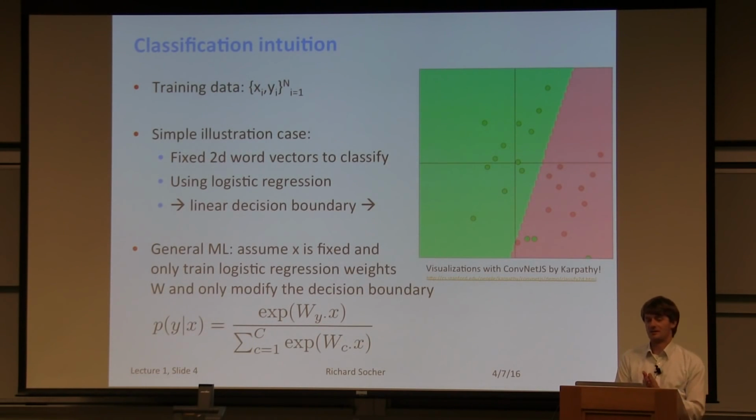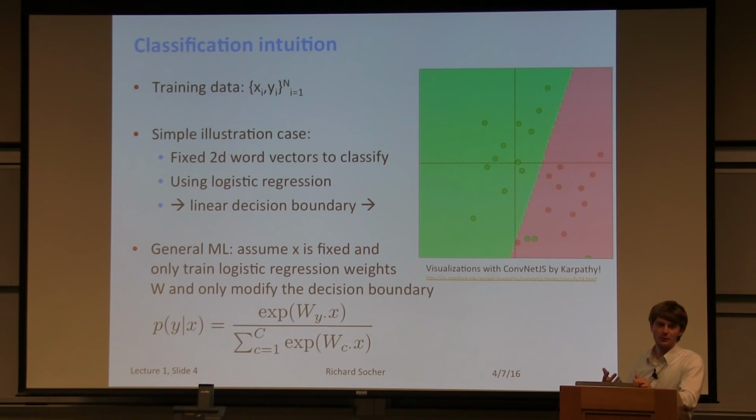So let's look at a little bit of the intuition for the classification. Let's say here we'll have a very simple 2D problem. Let's assume, for instance, these 2D points are all word vectors. Word vectors that are simply 2-dimensional.